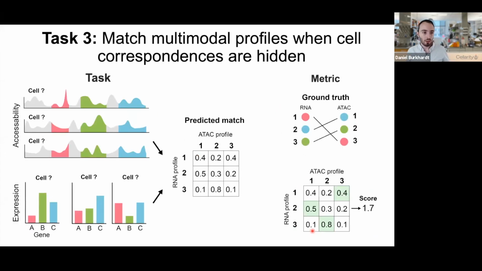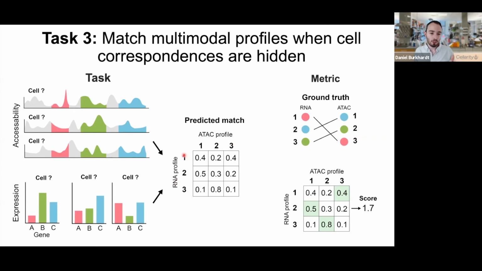Finally, the third category is a problem of matching two modalities. Not every data set actually measures both of these in the same cell. For other reasons, we're interested in knowing, if I give you, for example, an RNA profile and I don't tell you which ATAC profile it's matched to, how well can you match the correct other modality.